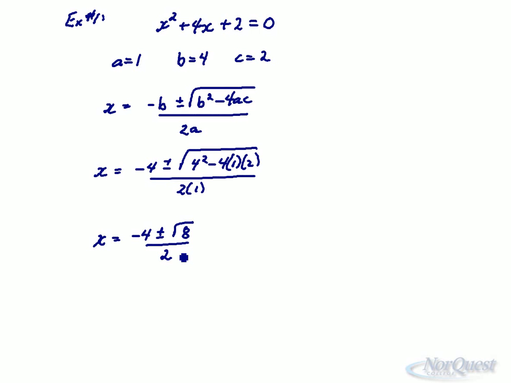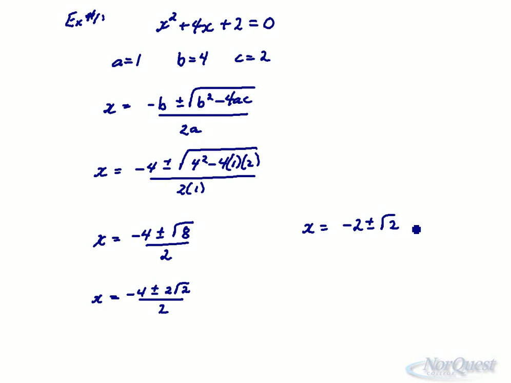Now root 8 can be simplified further, so I'm going to do that. Negative 4 plus or minus root 8, which can be written as root 4 times root 2. So I'm going to write this as 2 root 2 over 2. Now what this also means is I can divide each term in the numerator by 2. So my final answer can be simplified even further. Negative 4 over 2 can be written as negative 2, plus or minus 2 root 2 divided by 2 can be written as negative 2 plus or minus root 2.